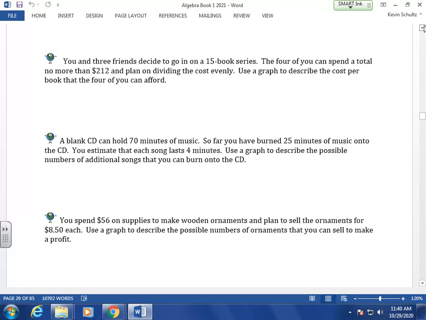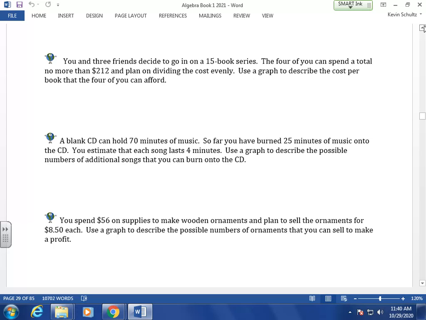This is kind of a multi-step, not with parentheses and combining like terms necessarily, but we'll call it 2. But basically, if the 4 of you are splitting the total cost of these 15 books, and the maximum amount you can spend is $212, what is the cost per book that you can afford?